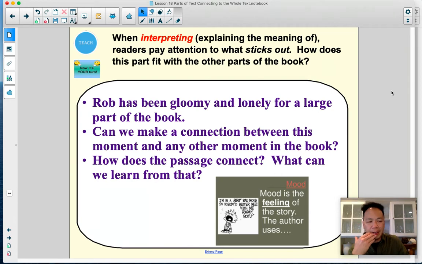So let's think about that. Has there ever been another moment that sticks out where Rob is having this peaceful, happy moment, as opposed to all the gloomy and lonely parts of the book that we're used to? And then once we understand that there's a connection, we can start trying to figure out how that connection works and start to make sense of it. So has there ever been another part of the book where Rob wasn't so gloomy and lonely, when he was happy? Think about that for a second.